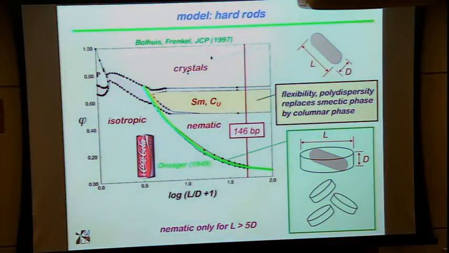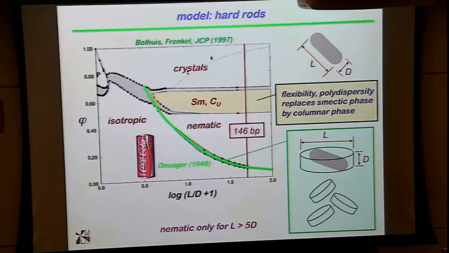If they're polydispersed in length, okay, they could be polydispersed in length, or they could be polydispersed in diameter. Suppose they're polydispersed in length, then what should you get?